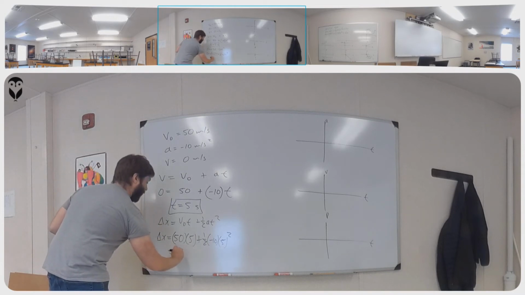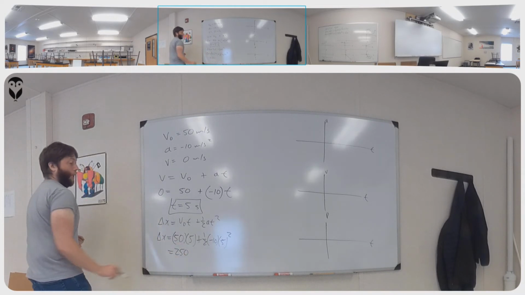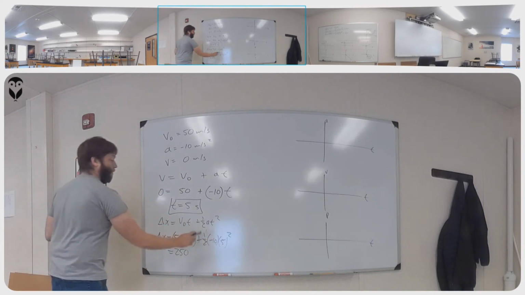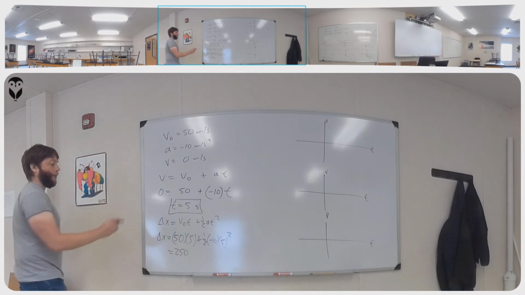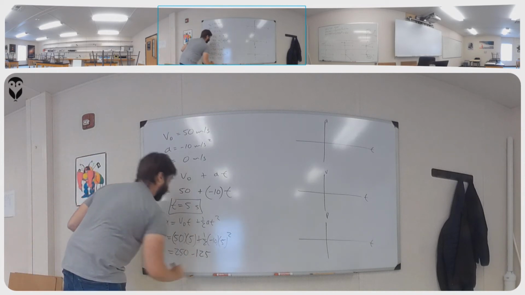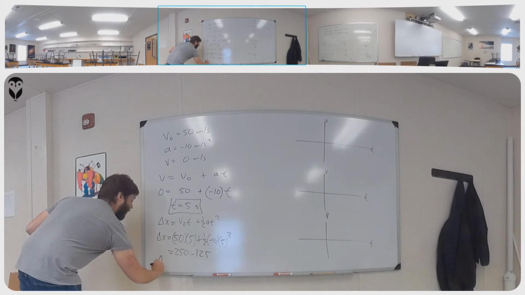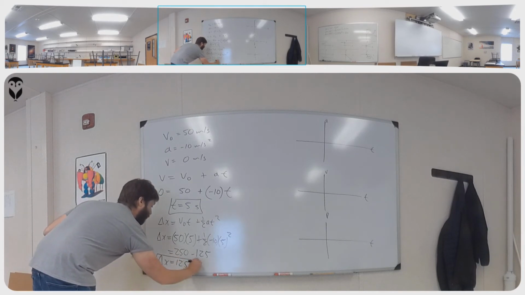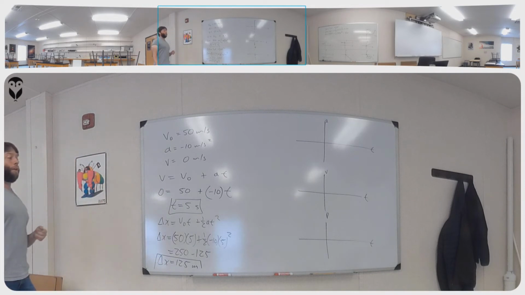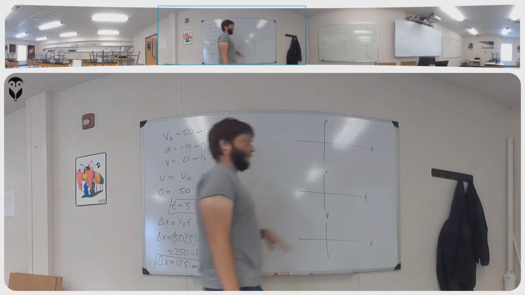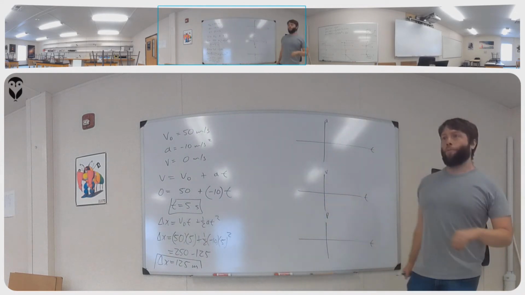50 times 5 is 250. Negative 10, 5 squared is going to be 25. 25 multiplied by negative 10 is negative 250. Half of negative 250 is minus 125. Please be careful with your minus sign. And that gives us a delta x of 125 meters. So the maximum height that we're going to reach is 125 meters, and the time is going to be 5 seconds. That's the easy part of the problem.